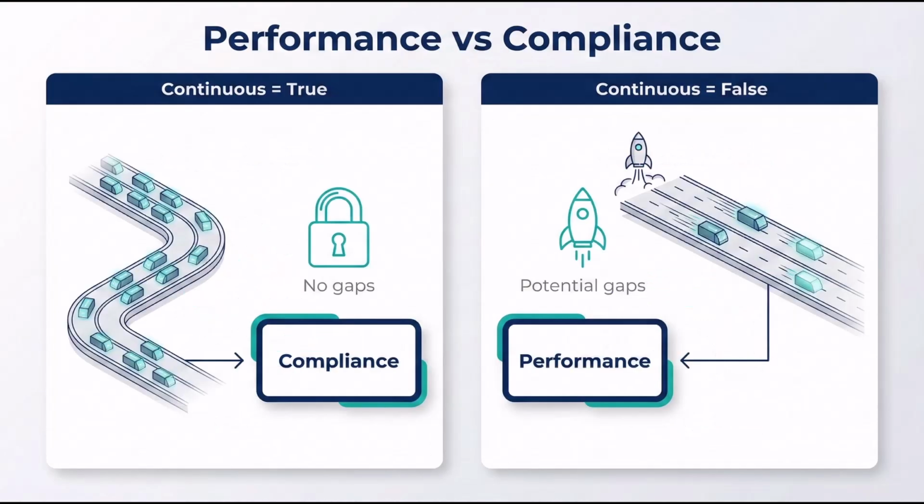Now about continuous. If set to yes, the system recycles numbers if a transaction is deleted, ensuring no gaps. But this requires a heavy database lock for every number generated. So for performance, we keep it false unless there is a strict legal requirement for unbroken sequences.